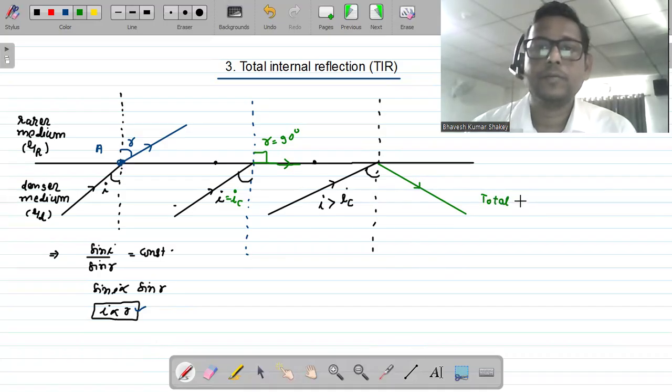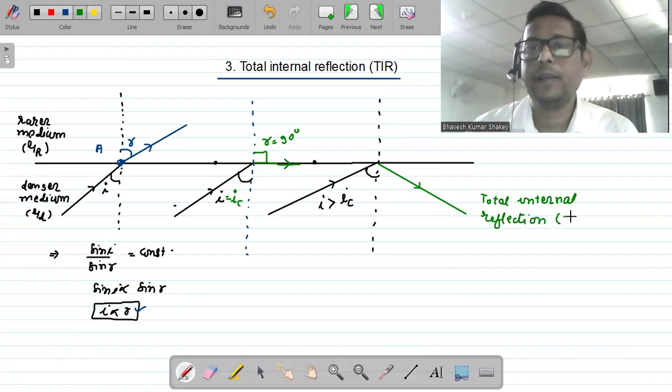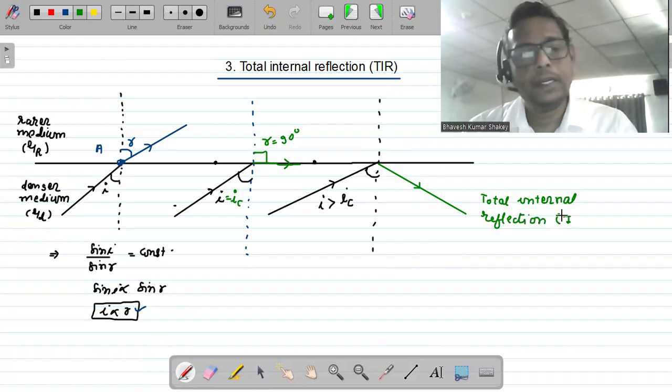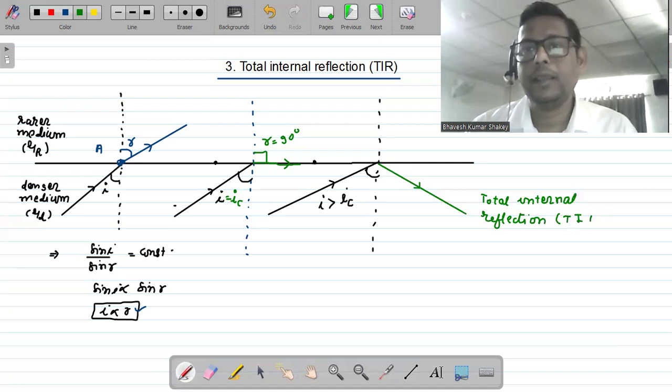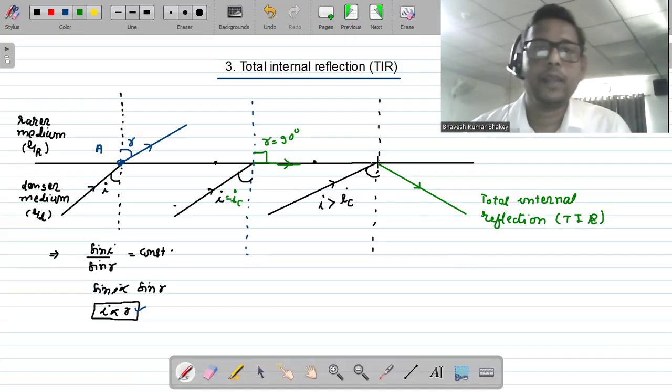total internal reflection. In short it is called TIR, total internal reflection.